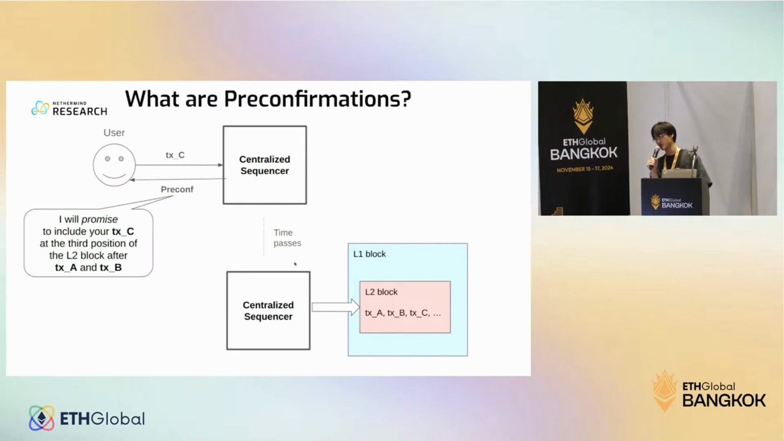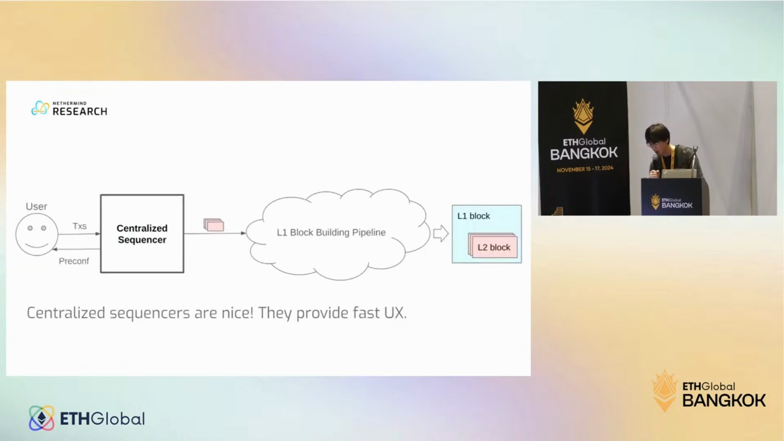And then some time passes, and eventually the centralized sequencer will actually post this L2 block to the L1. And in this case, they're properly holding the promise. But the key thing here is that the user did not have to wait until this L2 block was posted to L1 to know the result because of preconfirmations. Centralized sequencers are nice because they can provide fast UX.